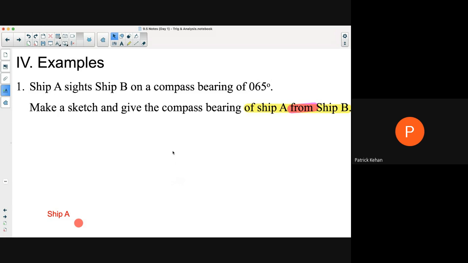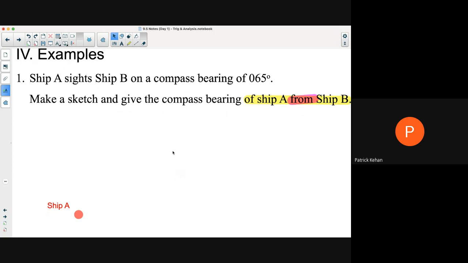We'll be looking at side lengths of triangles, which will be distances, and angle measures of triangles, which will help us identify bearings. But this is really just to get you used to the concept of how to set the problem up and work through it.